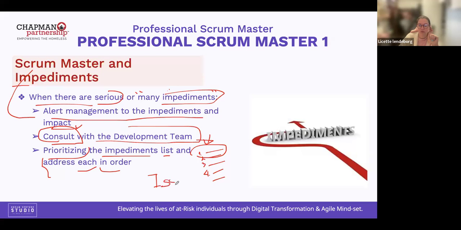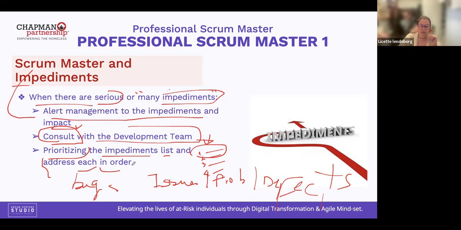Issues, problems, defects, bugs. These are different names for the same thing: problems, issues, bugs, defects. The product owner is responsible to prioritize the product backlog list.